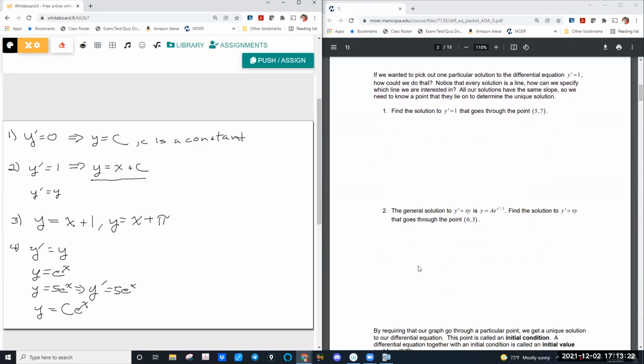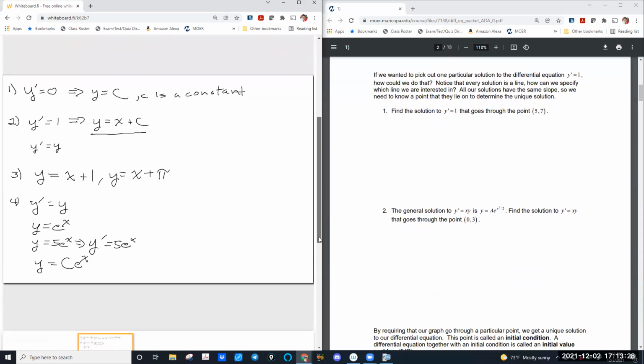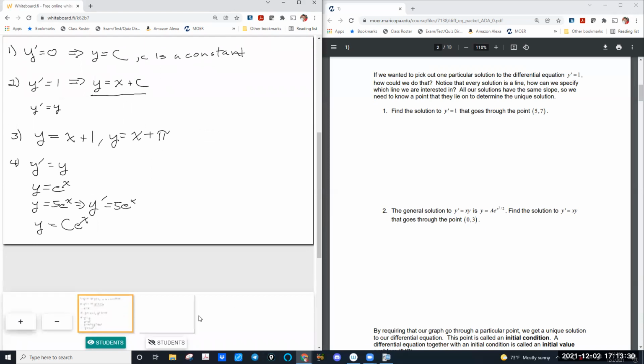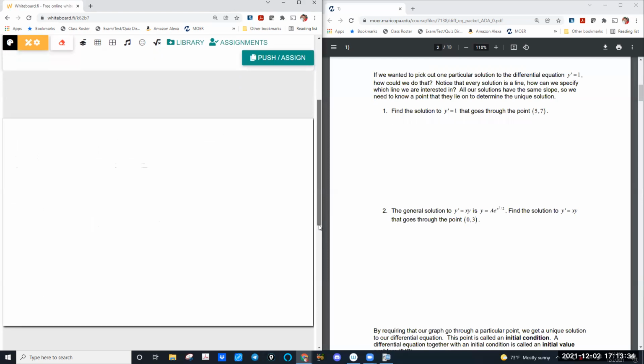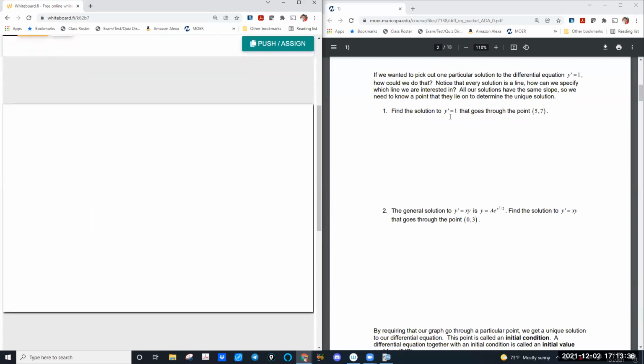So now we're on to the second page, and we're going to talk about finding a unique solution. Again, this is something you have done before. What happens here is we have a differential equation plus what's called an initial condition. In differential equations, these get called initial value problems.